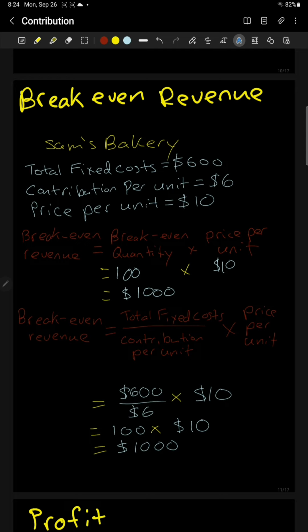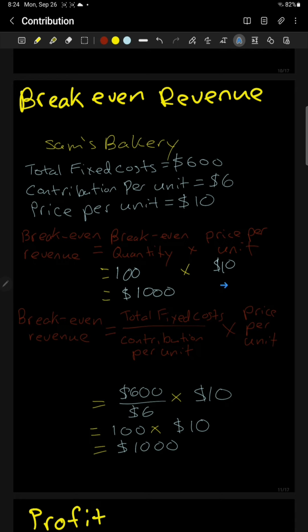So we figured this out before, right? It was 100 units times 10, $1,000. So in order to break even and not lose money, the bakery has to sell $1,000 worth of cakes. Or they need a revenue of $1,000.